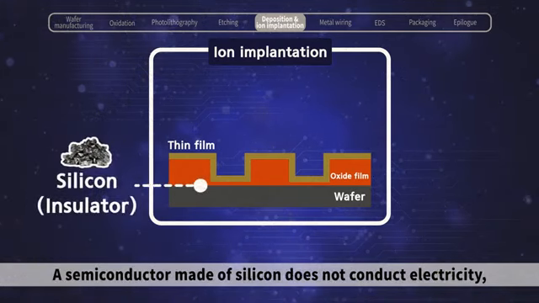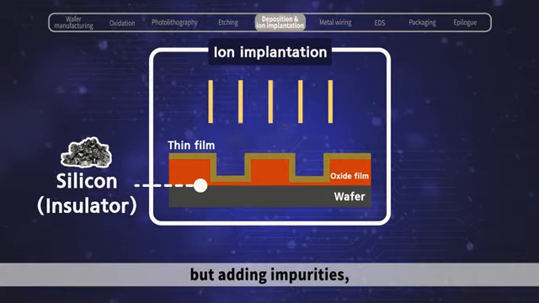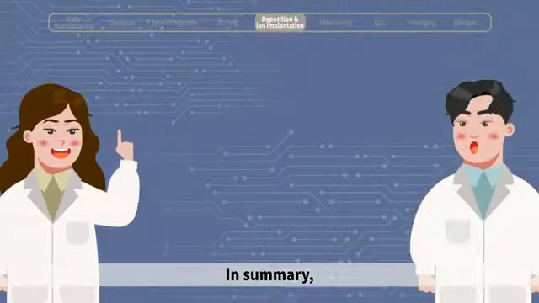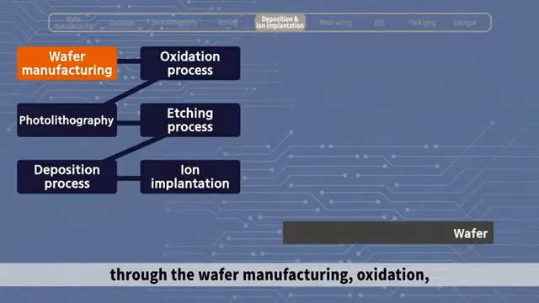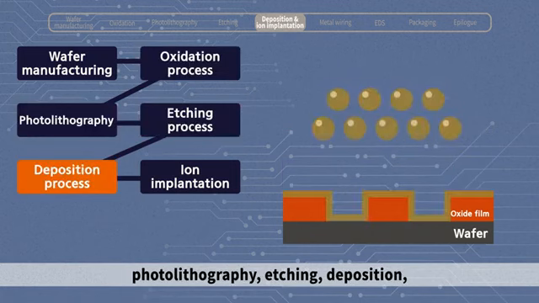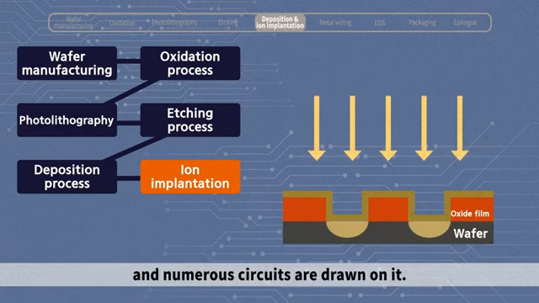A semiconductor made of silicon does not conduct electricity, but by adding impurities, it conducts current and has conductive properties. In summary, through the wafer manufacturing, oxidation, photolithography, etching, deposition, and ion implementation processes, the wafer becomes conductive and numerous circuits are drawn on it.